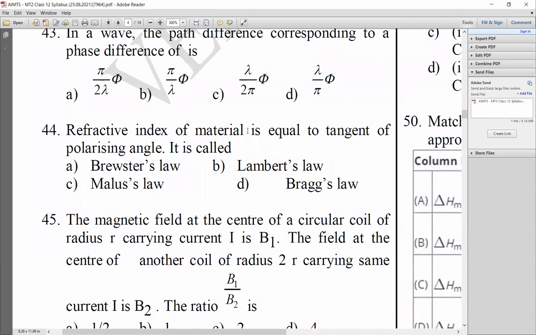Refractive index of material is equal to tangent of polarizing angle. It is called Brewster's law. No? Brewster's. 45.